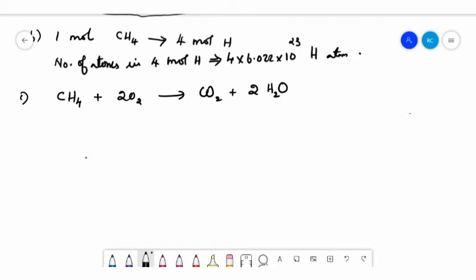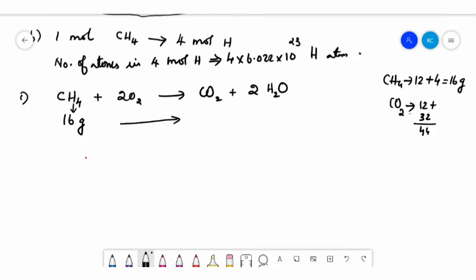Carbon it is 12, CH4 molar mass is 12 plus 4 hydrogen, so it is equal to 16 gram. Okay, 16 gram methane produces how much amount of carbon dioxide? What's the molar mass of carbon dioxide, children? CO2. Carbon it is 12 and oxygen it is 16 into 2, 32, which is equal to 44. It produces 44 gram of CO2. 16 gram methane produces 44 gram of carbon dioxide.